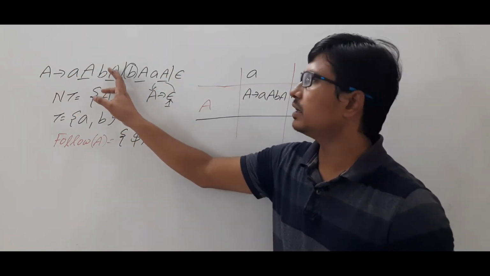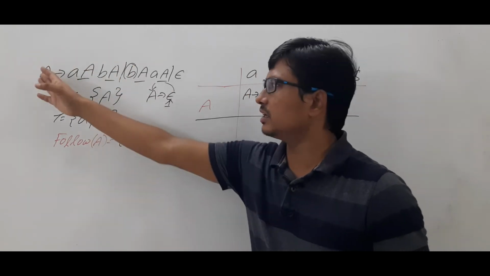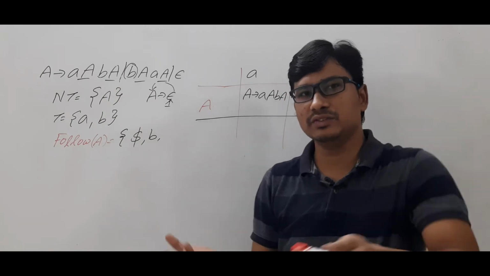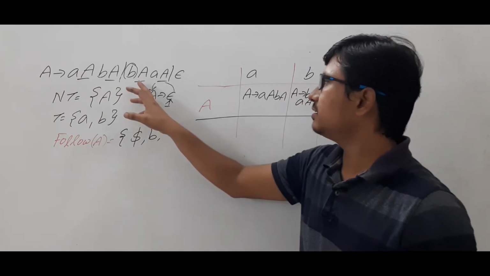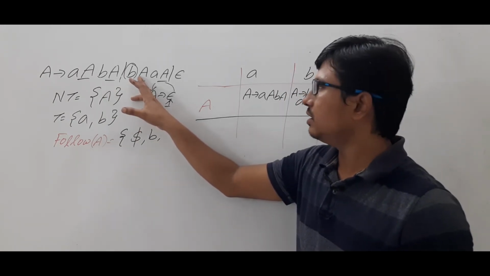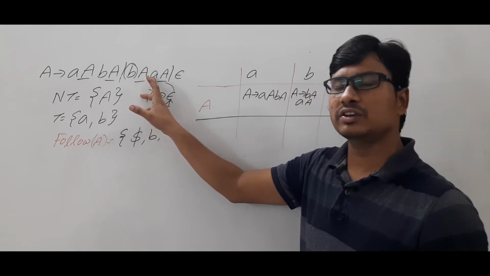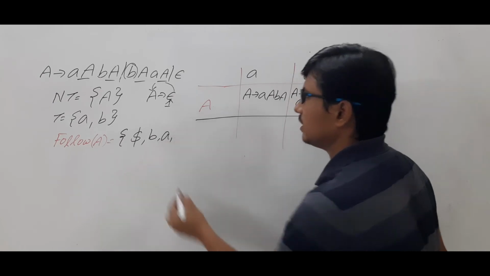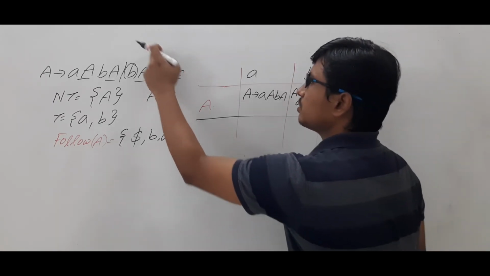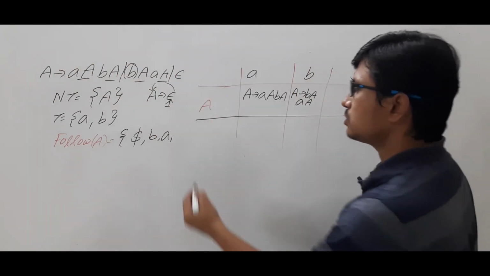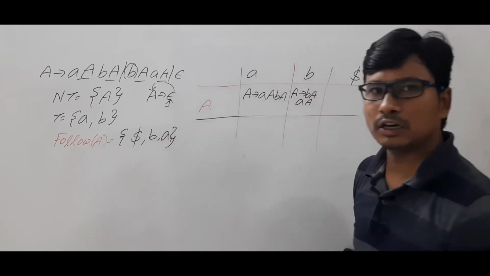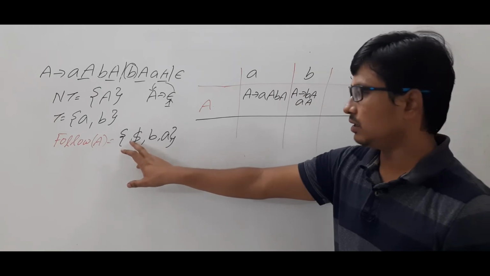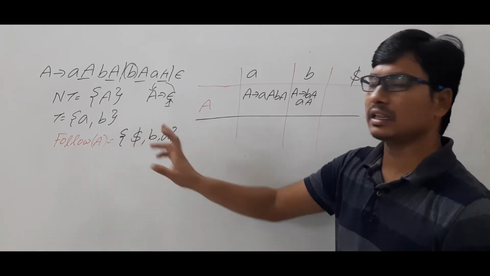Follow of this one is follow of the left hand side. Again, follow of A. You are computing the follow of A and they are saying that follow of A is follow of A. Okay, leave it. Now, come to this A. Follow of A is what? First of small a, where a is a terminal, so you will get a directly. And if you consider this one, follow of A is A only. So these are the terminals you will get in the follow of A. One is dollar, another one is a, and another one is b.